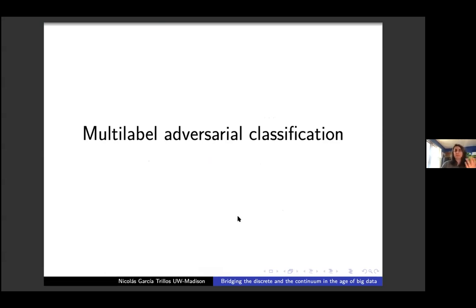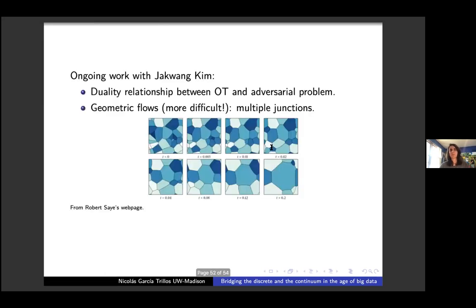Now, one more thing that I wanted to tell you about is, okay, everything that I have talked about before is two labels, right? So 0, 1. What about the multi-label adversarial problem? If you have 3, 4, etc. labels, well, of course, the problem is much more difficult from many different perspectives. Okay, so is there some sort of duality relationship between optimal transport or multi-marginal optimal transport and adversarial learning?